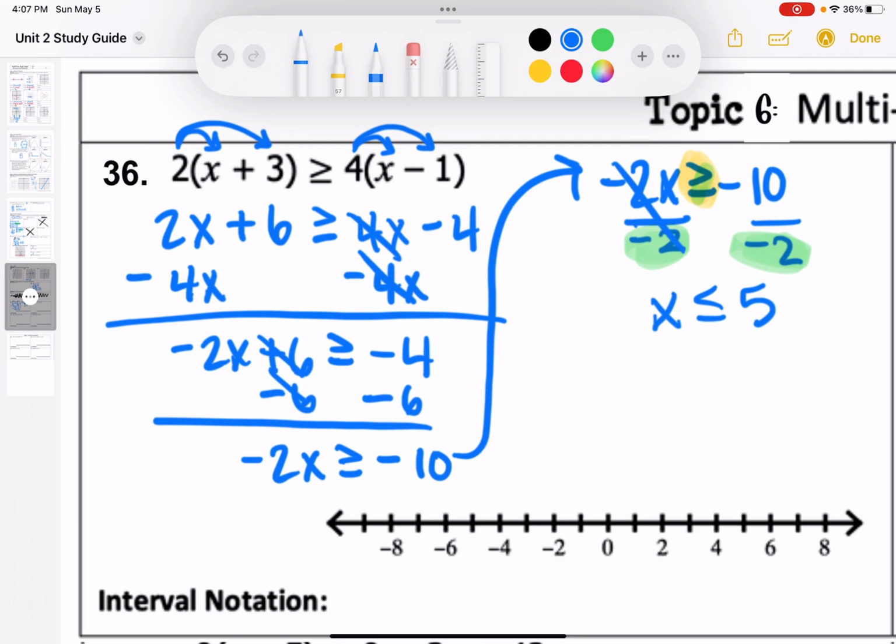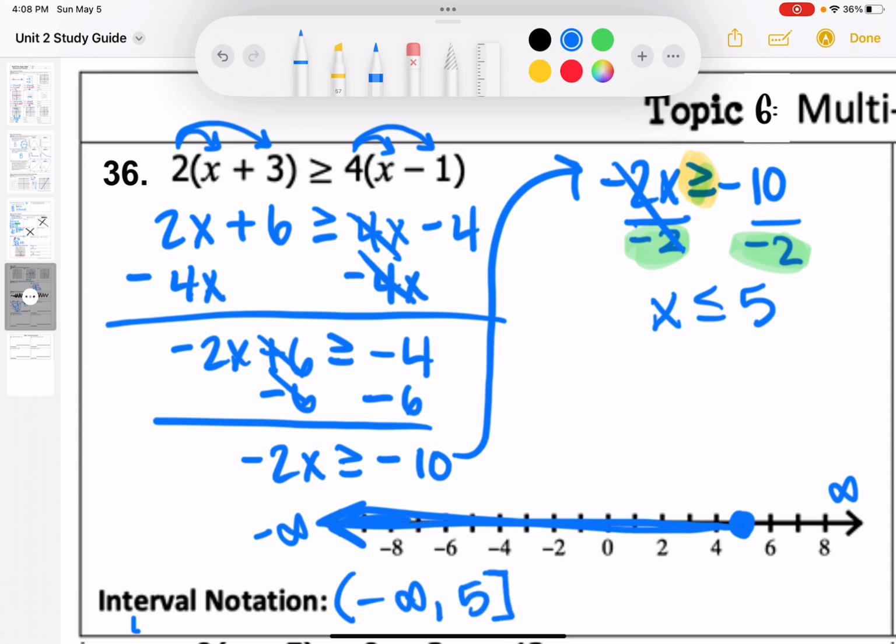So then we're going to take that and graph it on a number line. So since it's less than or equal to, that's a closed circle. And I'm going to shade to the left. All right, remember, if it's pointing to the left, that's -infinity. If it's pointing to the right, that's +infinity. So this is pointing to the left, so that's -infinity, 5 with a bracket because it's a closed circle.